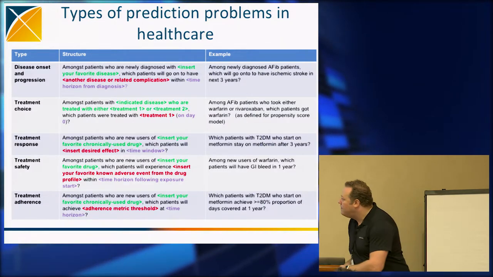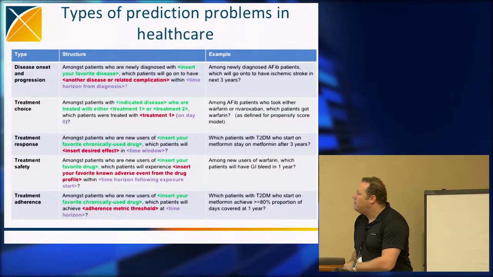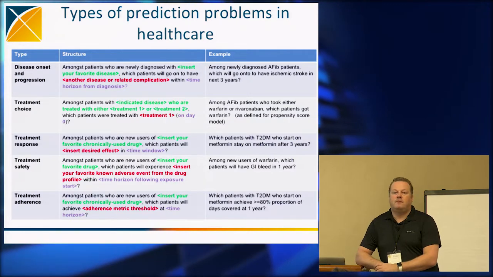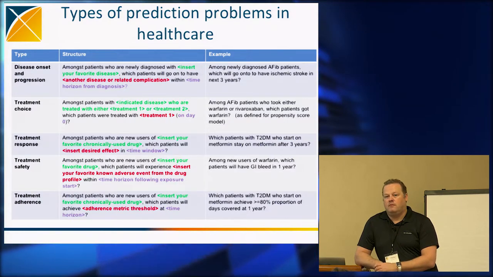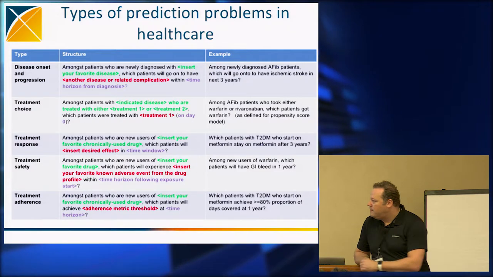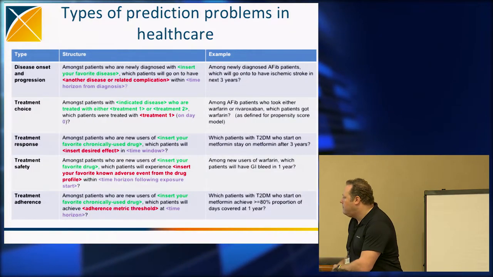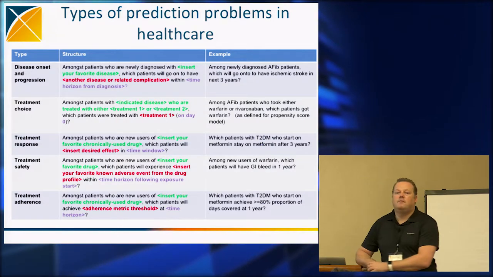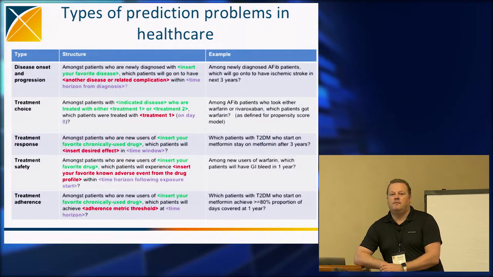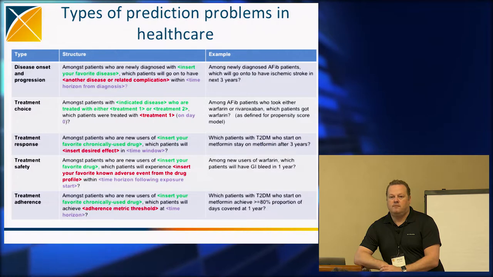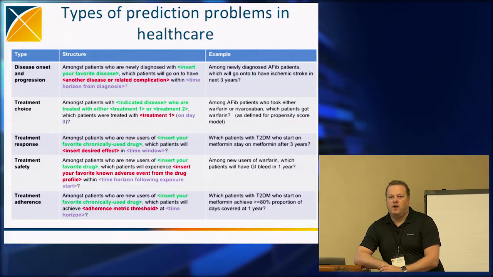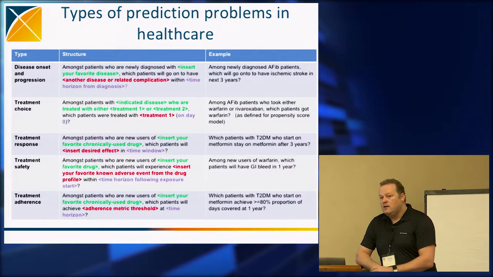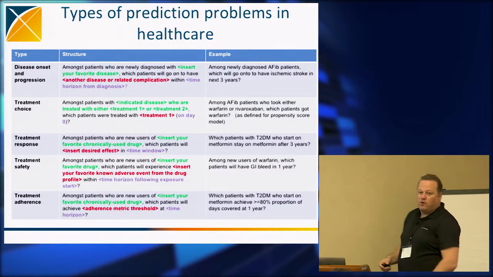And the example seems to me very similar to the treatment adherence example. And I'm wondering, where does the question fit in amongst patients who are new users of drug X with this certain disease, how many do not experience this expected complication that treatment is supposed to prevent? I think that this is not a complete list of all the things that we can do.